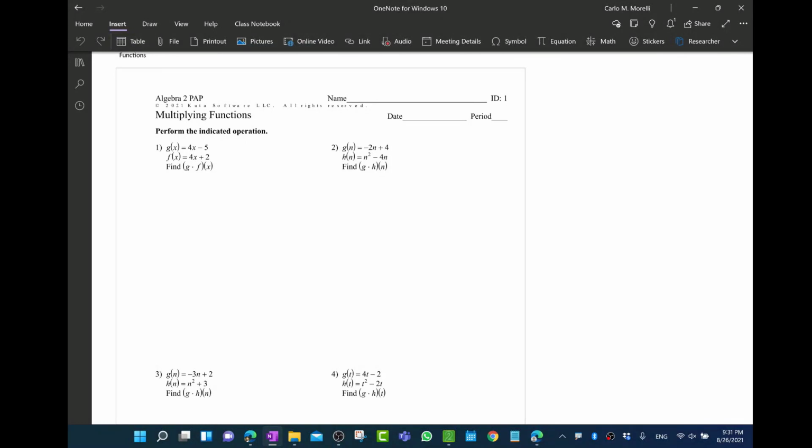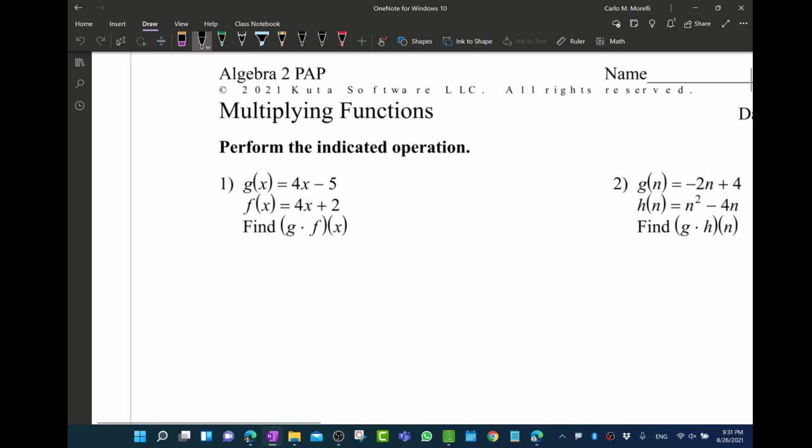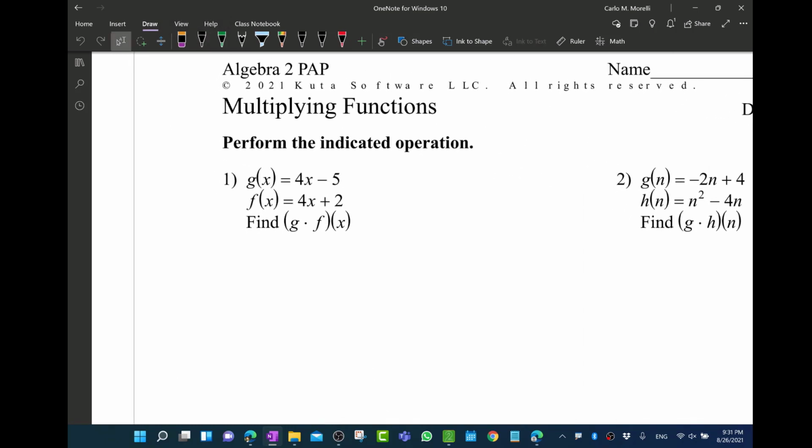All right, ladies and gentlemen, let's get down to business and start multiplying functions. So when we multiply functions, you see this type of notation here. What it's telling you to do is to multiply this by this. So let's just do it. We'll use FOIL for this one, and I'll show box for other problems.